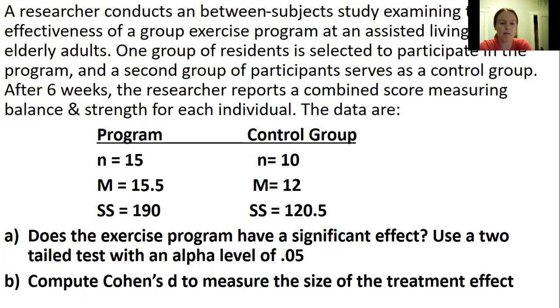Does the exercise program have a significant effect? Use a two-tailed test with an alpha level of 0.05, and then back that up with Cohen's d to measure the size of the treatment effect. So two things here. This is an example of where we would be running a two sample test because we clearly have two groups. Now that requires us to make sure that we are on the page of the formula sheet that contains all of the independent samples t-test formulas. So you want to tune to that formula sheet. It's going to have all the info you need to complete this problem.